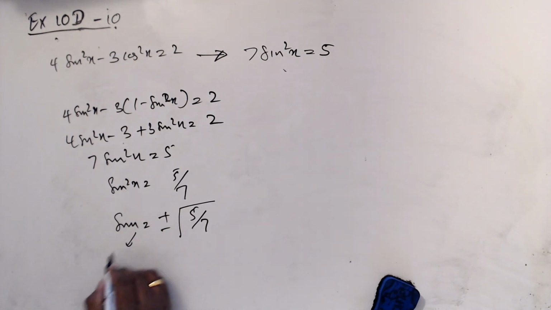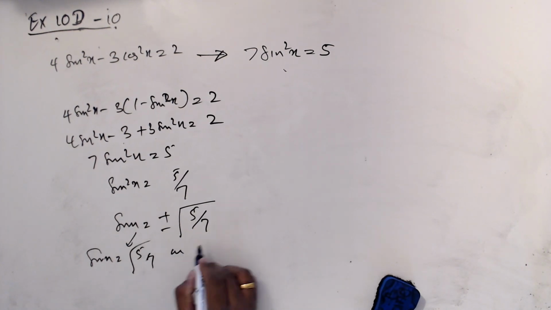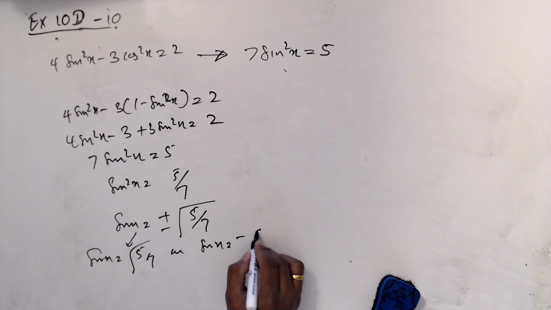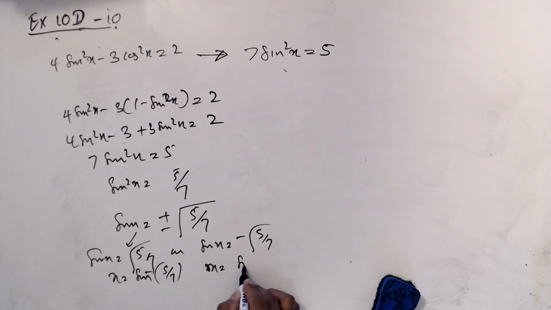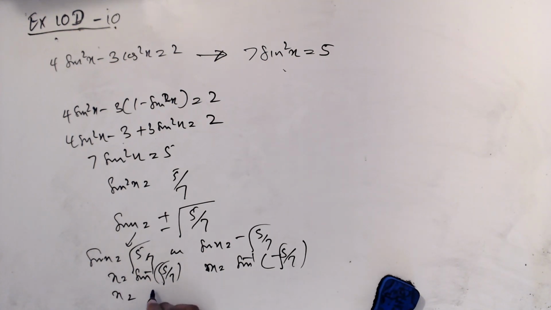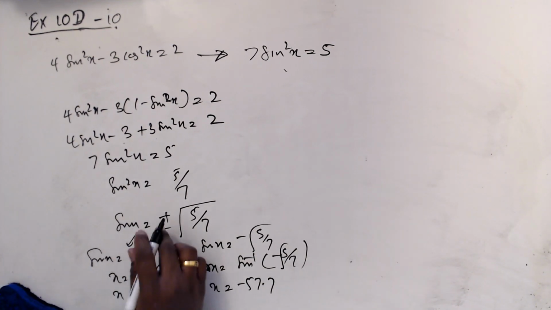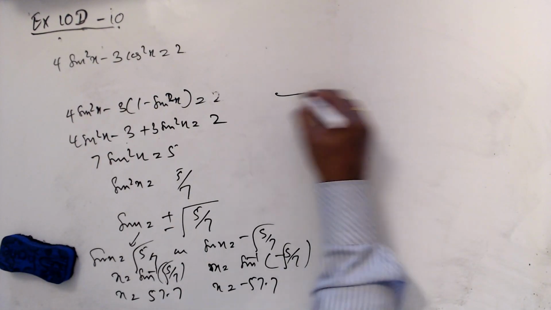Now two equations here. Sine x equal square root 5 over 7, or sine x equal minus square root 5 over 7. X equals sine inverse square root 5 over 7. X equals sine inverse minus square root 5 over 7. So then x equals this answer, you will get 57.7, and this is minus 57.7, and plus and negative is there, so we need all the answers, all quadrant answers.